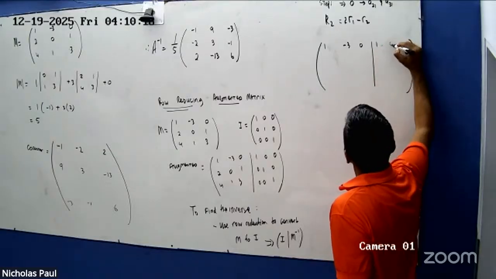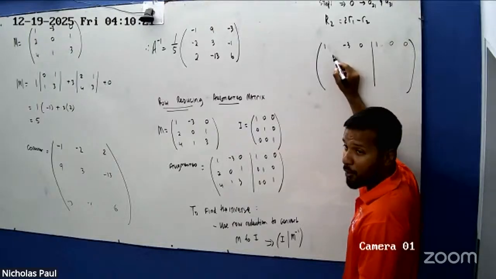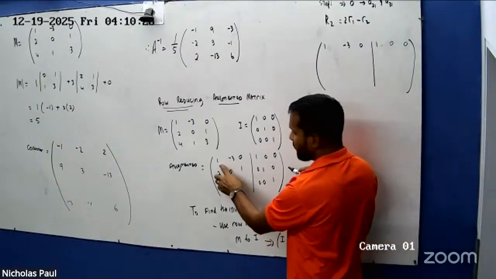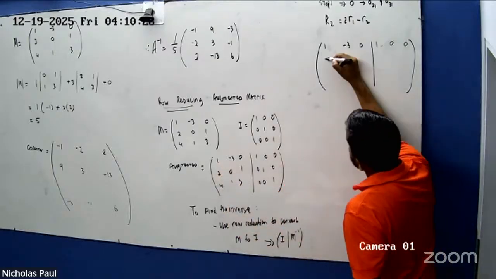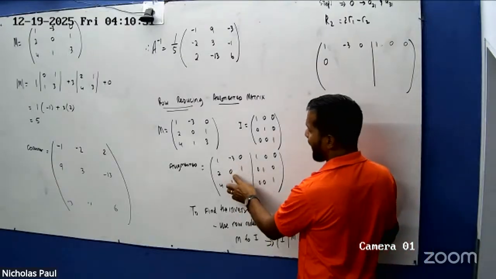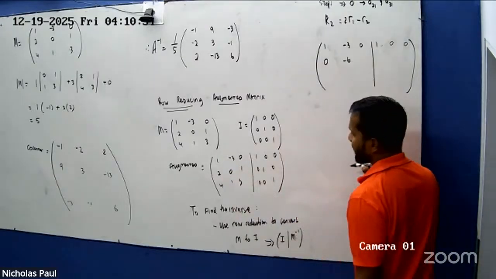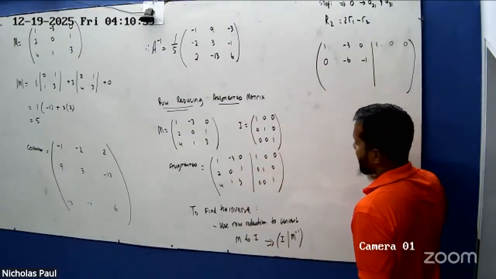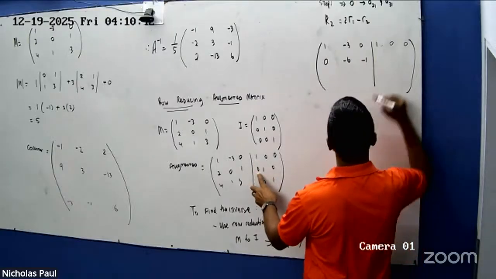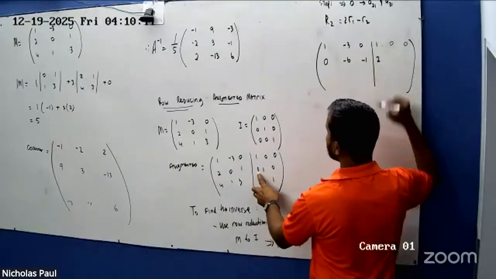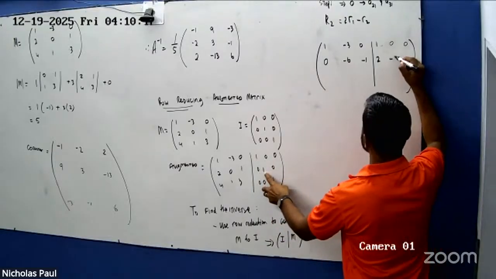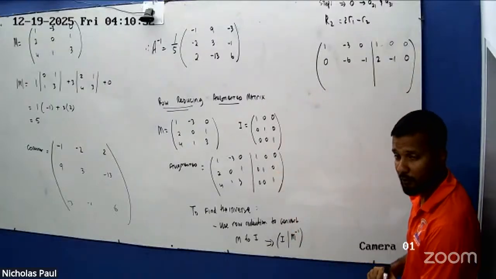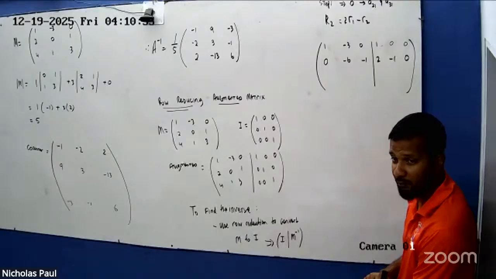Online, if you get lost, tell me. I am not changing row 1, I'm only changing row 2. So watch this. 2 times this minus this, that's 0. 2 times this minus this, that's minus 6. 2 times this minus this, minus 1. 2 times this minus this, that's 2. 2 times this minus this, minus 1. 2 times this minus this is 0. Are you okay with that?